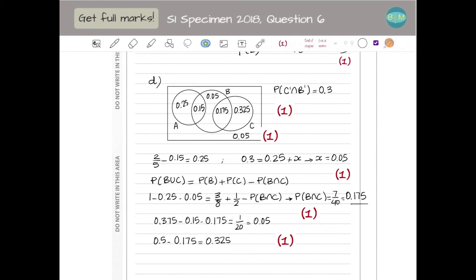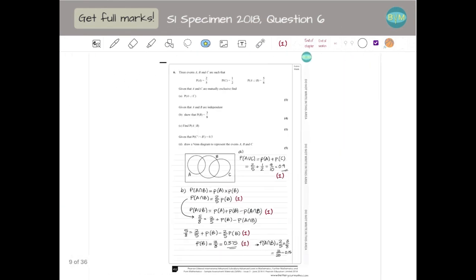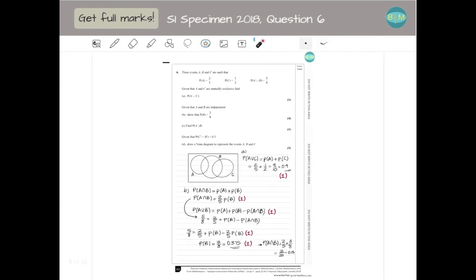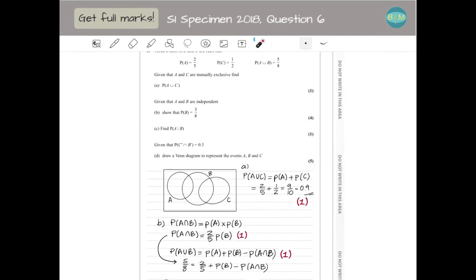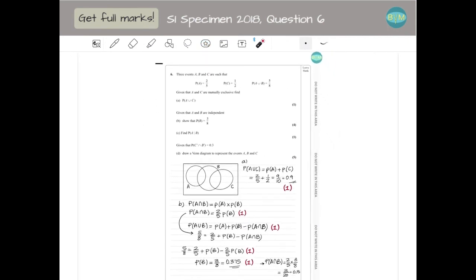I know it's difficult to see where every mark goes, but it's the way. So it's 1 for drawing the Venn diagram in the correct way, 1 mark more or less every 2 numbers, and 1 mark to have the whole thing completed. So it's 5 marks in total, which is this one. And this is all for this question.